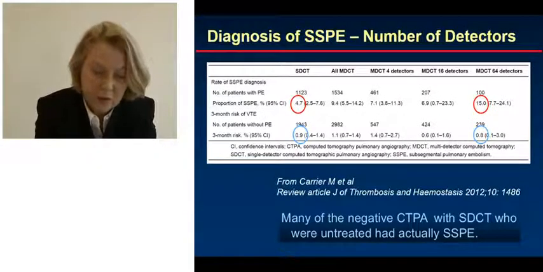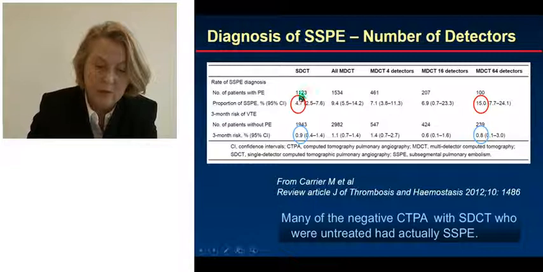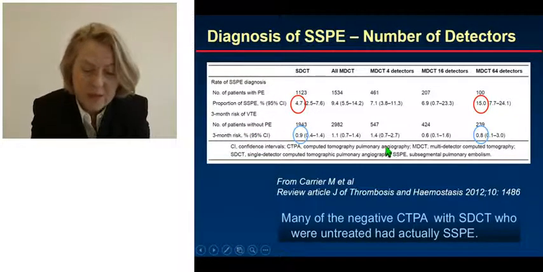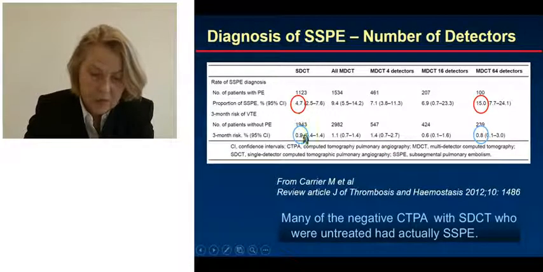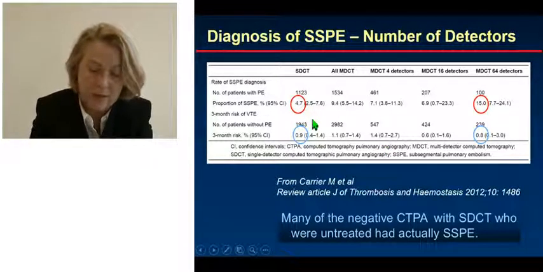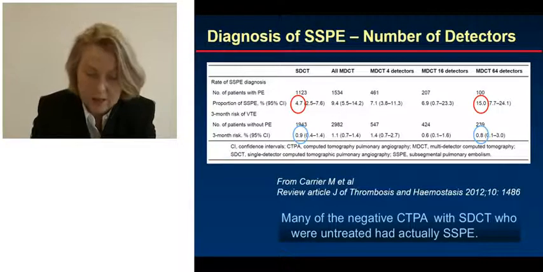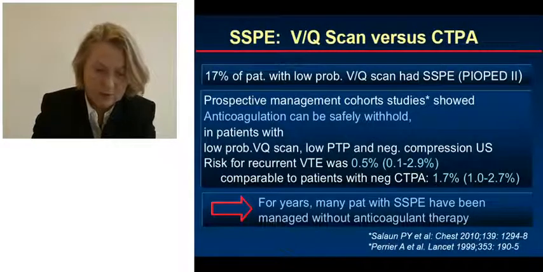This is the table you have seen already when I reported to you that with increasing number of detector rings, we have an increasing diagnosis of peripheral pulmonary emboli. But at the same time, the 3-month risk of recurrent thromboembolism, which is one of the major outcome parameters, did not change. So we have to conclude from that that many of the negative CTPAs with single slice scanners who left the patients untreated probably and actually had subsegmental pulmonary emboli.